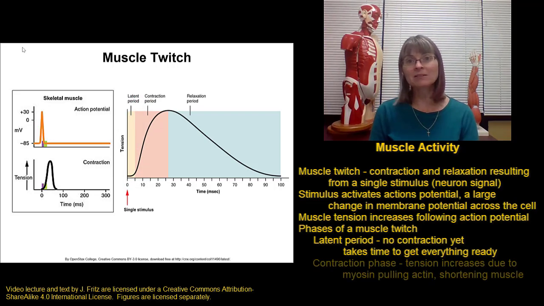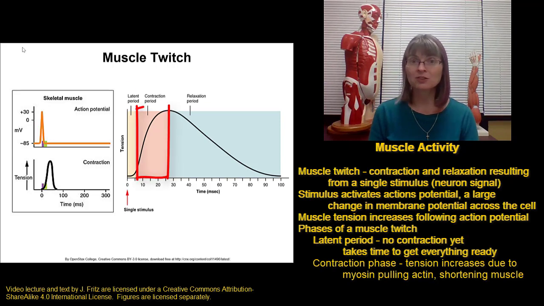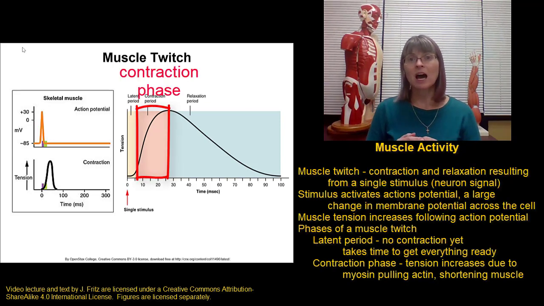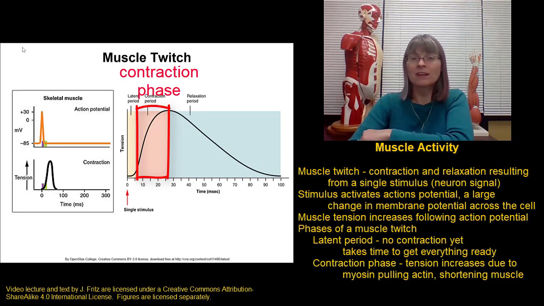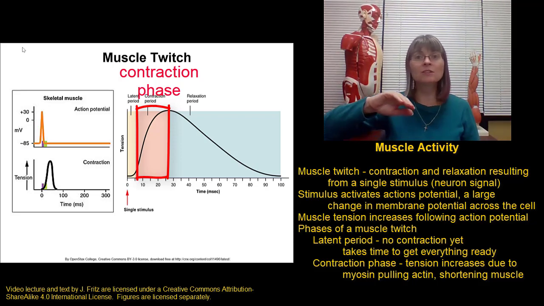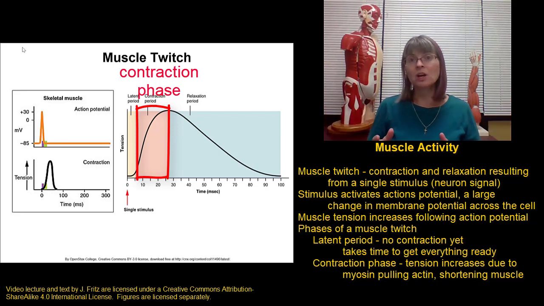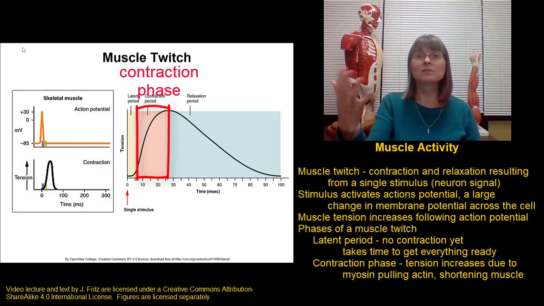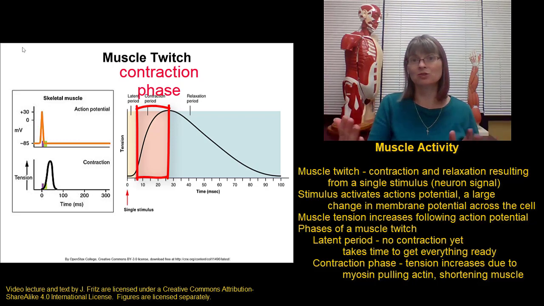Once we get past the latent period, we get to the actual contraction phase. This is where our myosin is pulling along the actin and actively shortening the muscle. And you can see that the tension increases as we continue to go through those steps of grab, pull, release, reach over and over again to pull the actin along the myosin and shorten the muscle.